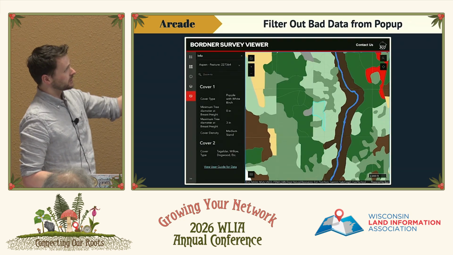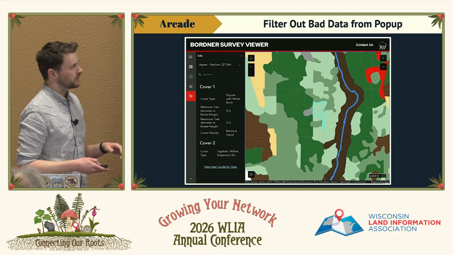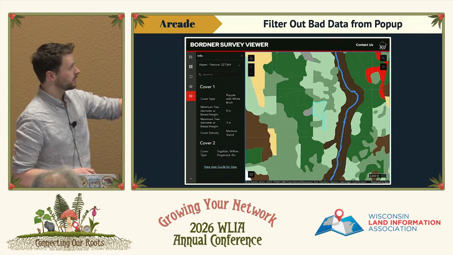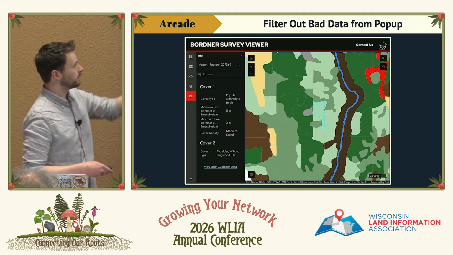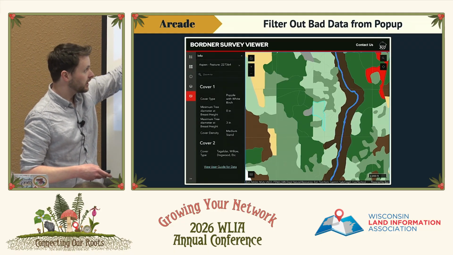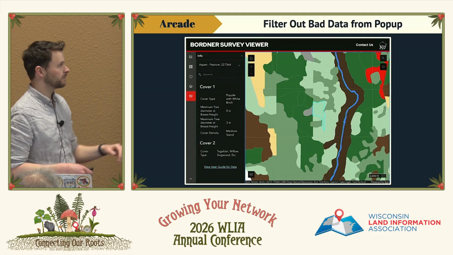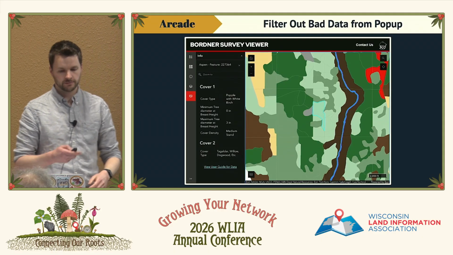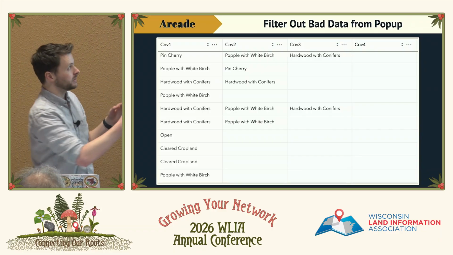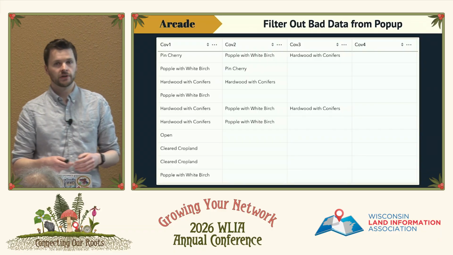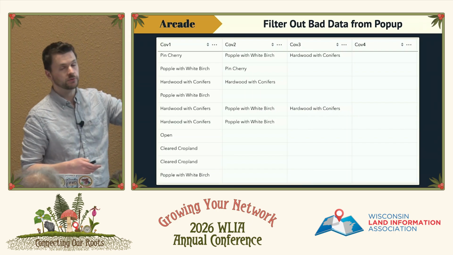Our next little story here is filtering out bad data from a pop-up. So we've got land cover data. You can see we have cover 1, cover 2. Within that cover data, we have the cover type, the minimum and maximum diameter of trees in that cover, and also the density of that stand. So in the table, you can see that we have columns for each cover, and the cover isn't always there. Sometimes there's only one cover, you can have up to 4.